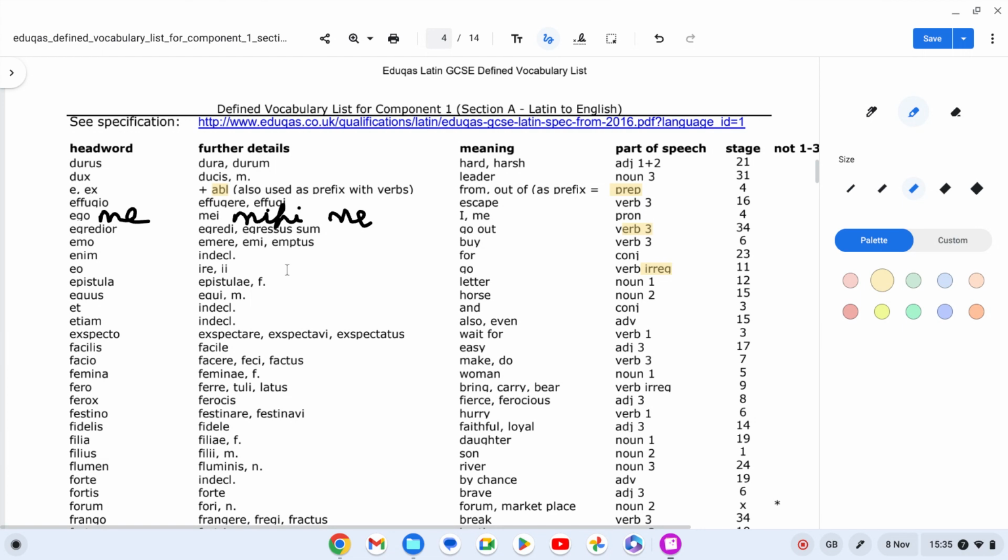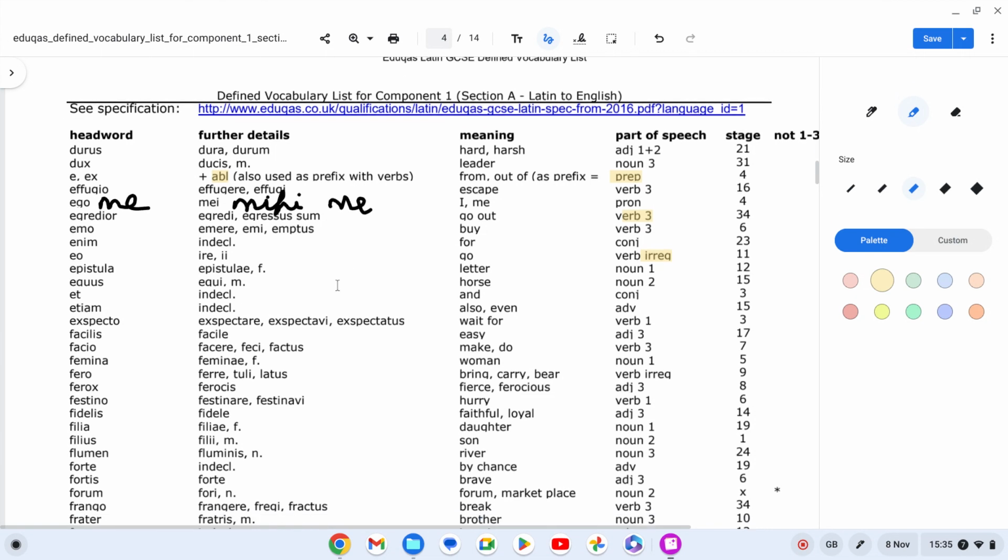Next, epistola, epistolae, meaning letter. Words to help you remember this: epistles, for example. An epistolary culture is a culture that writes lots of letters. Obviously, the epistles were letters.